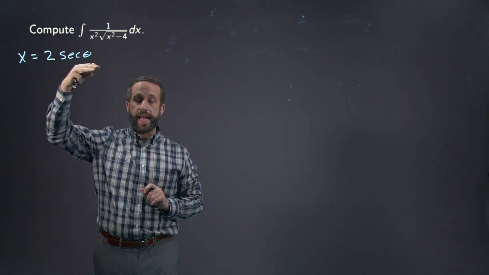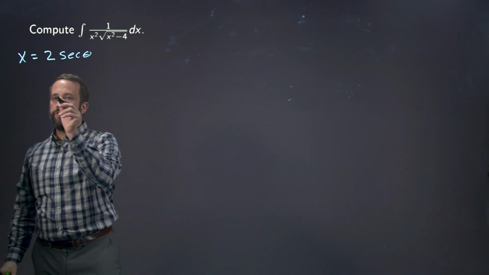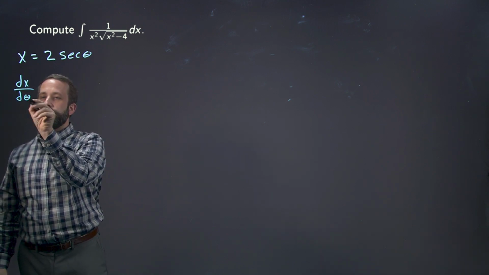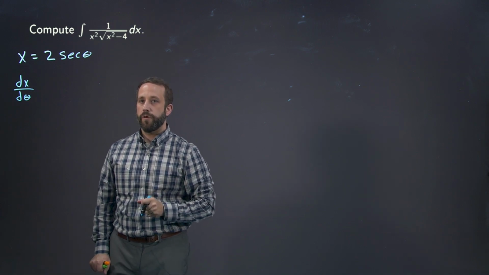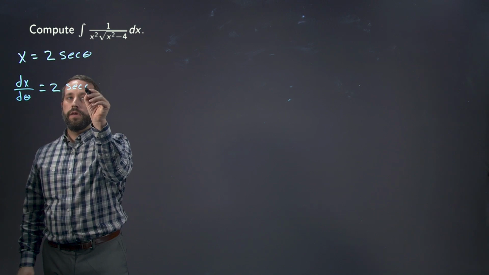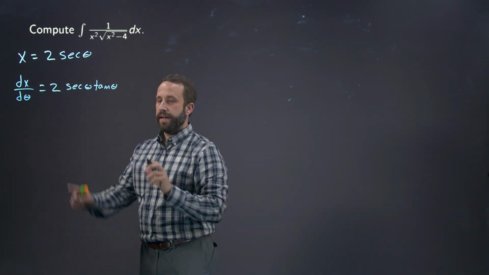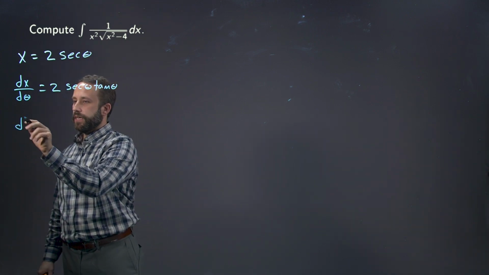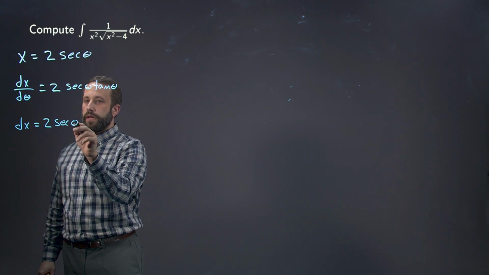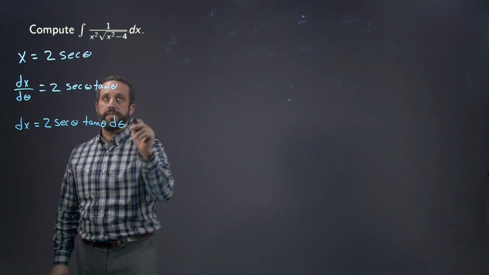Since this is an indefinite integral, we don't have to do that third step. But the next thing that we need to do is compute dx. If I compute the derivative with respect to theta of both sides, I get dx is equal to 2 secant theta tan theta. And if this is true, this implies that dx is equal to 2 secant theta tan theta d theta.